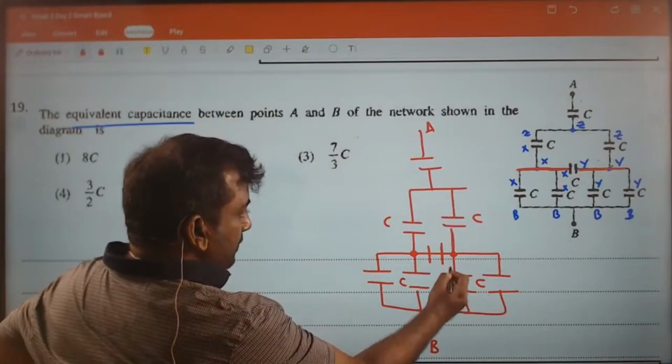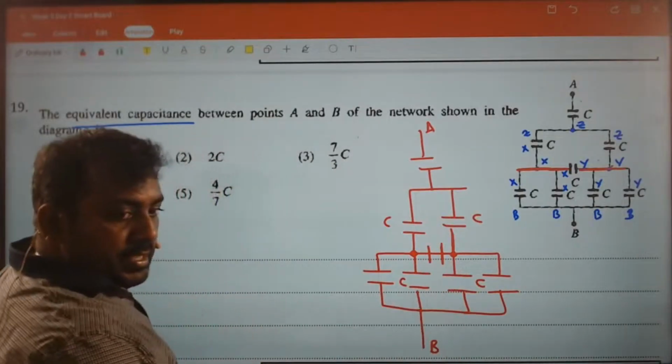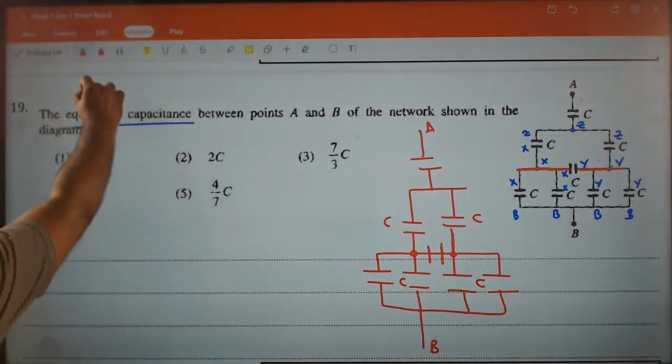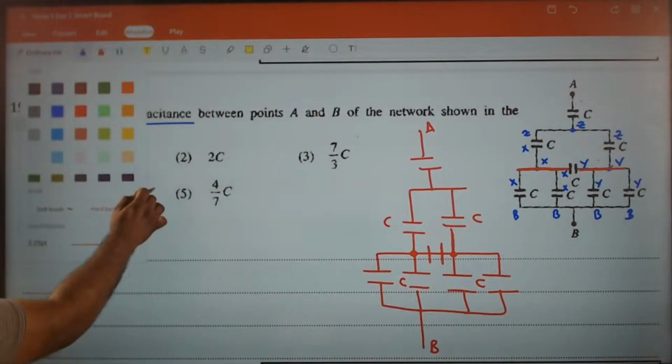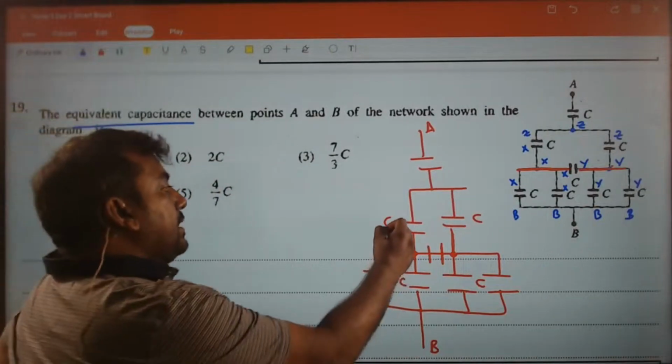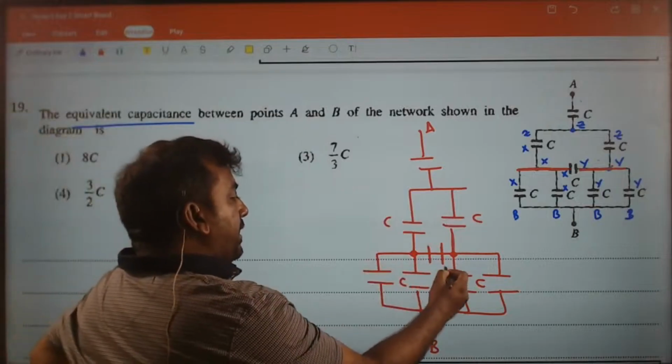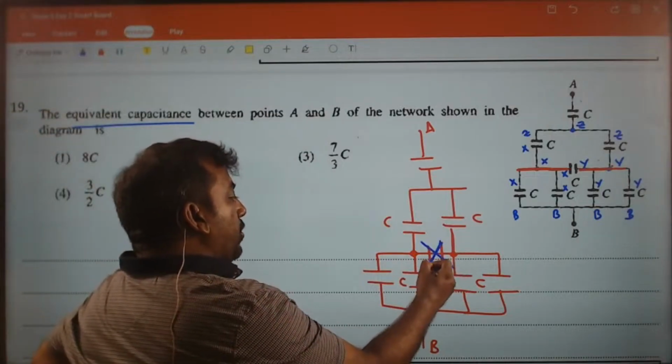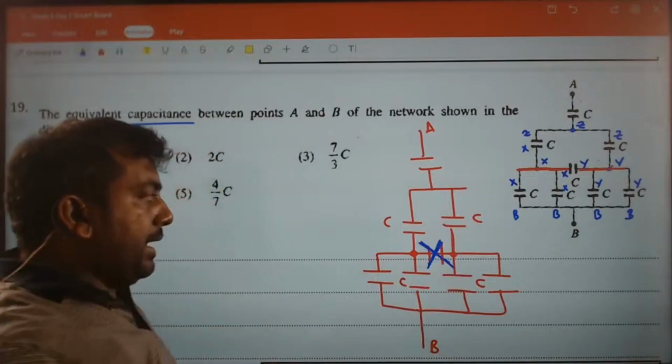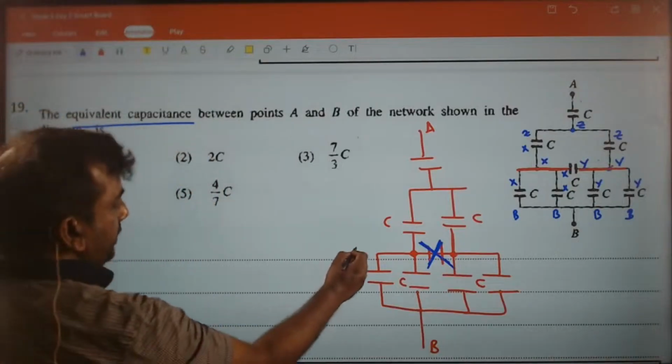Can you see there is a Wheatstone bridge here? Can you see there is a Wheatstone bridge there? Always remember to look for a Wheatstone bridge. C divided by C, C divided by C, same. This can be cancelled out. If that is completely cancelled, what will you get?